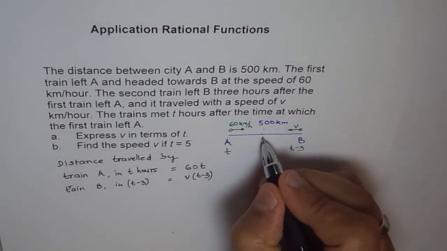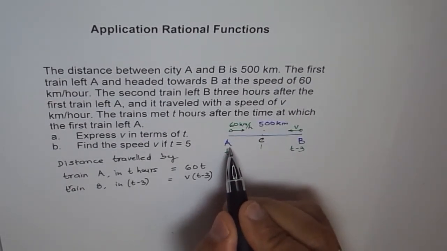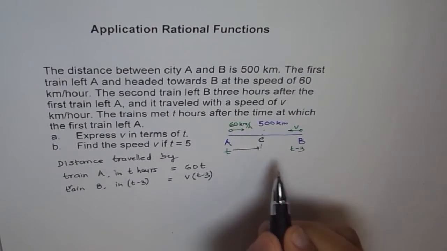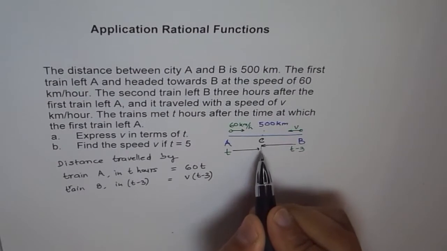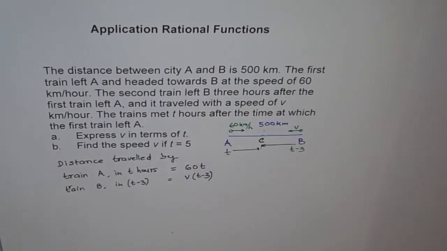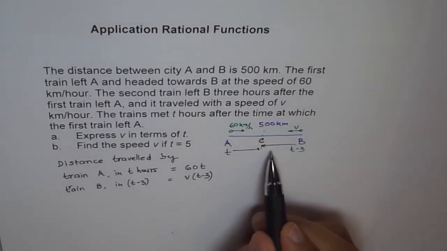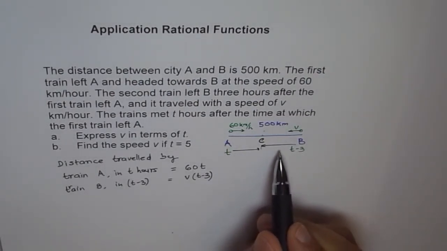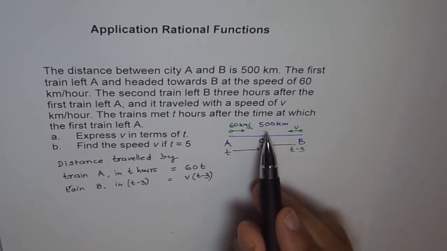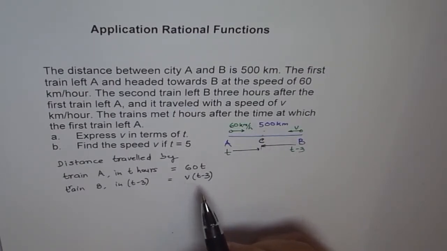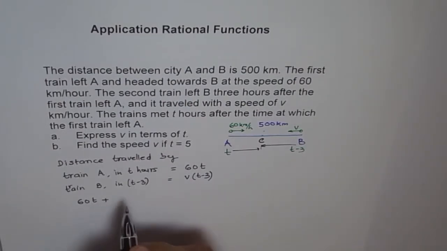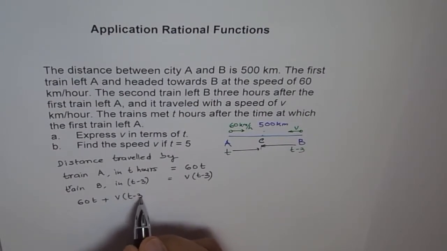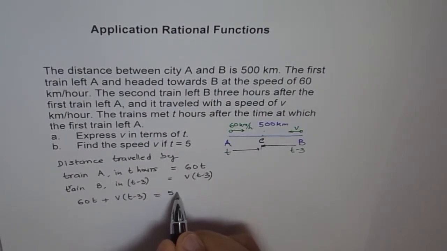Let's say that point is C, okay? So this train traveled for t hours from here to here, and this train took t minus 3 hours. Total time is t here, right? We start at t equals 0. Okay. Now, if you add these two distances, then how much should you get? That's 500, and that relates the two equations, right? So we get 60t plus v times t minus 3 equals 500.